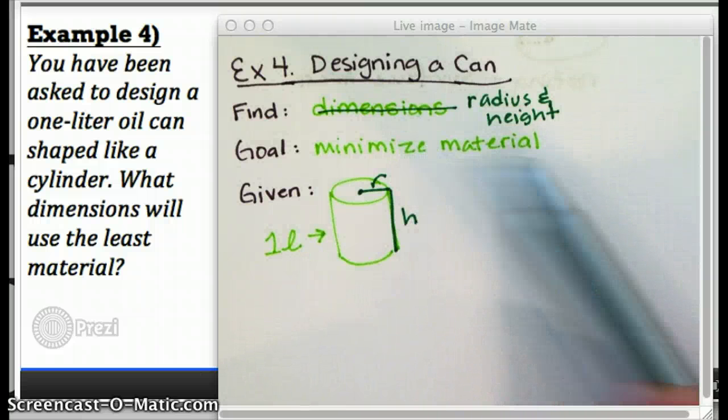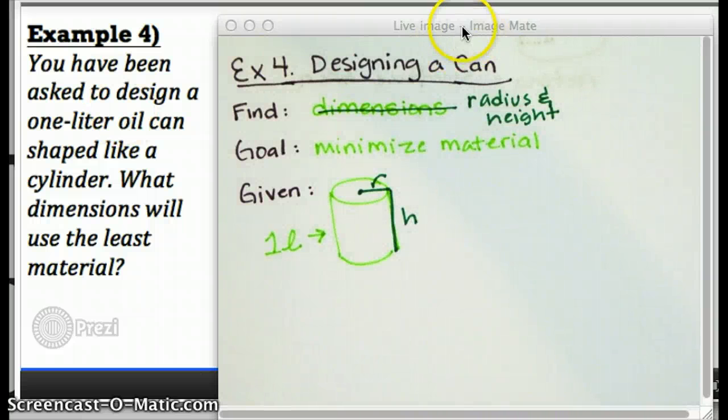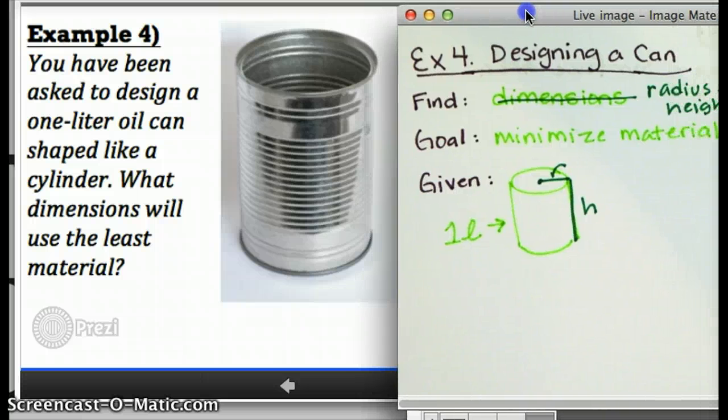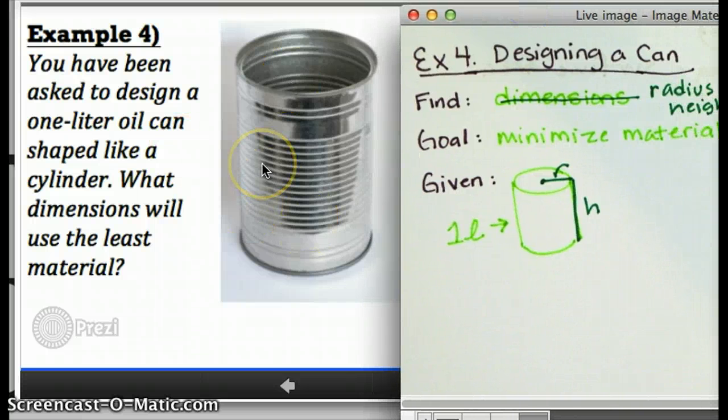When we say we want to minimize the material, I've got a picture of the can here. Maybe this will help you. We're making this can out of metal, right? The material is the metal. Looking at the shape, what part of this cylinder is actually metal? Right, it's the outside part.